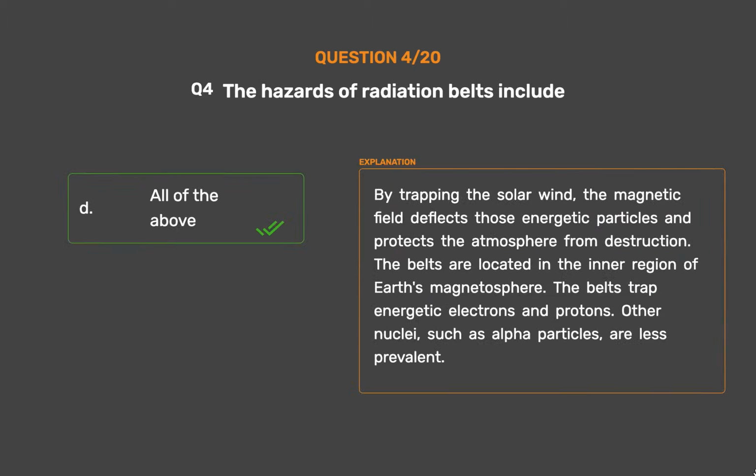All of the above. By trapping the solar wind, the magnetic field deflects those energetic particles and protects the atmosphere from destruction. The belts are located in the inner region of Earth's magnetosphere. The belts trap energetic electrons and protons. Other nuclei, such as alpha particles, are less prevalent.